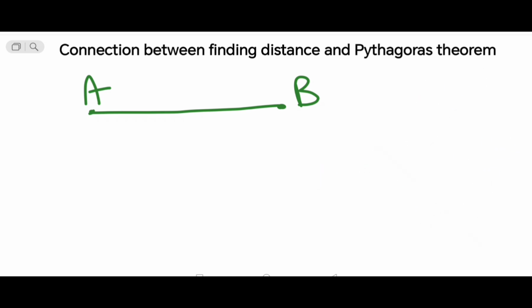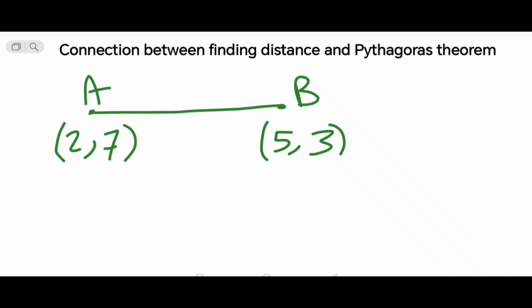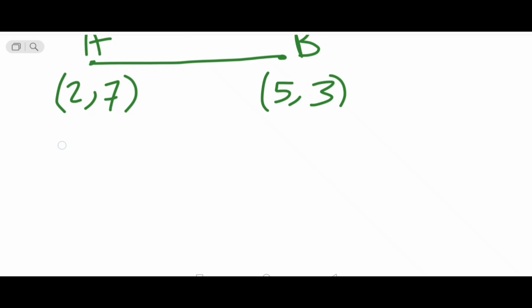For example, point A is given as (2, 7). Point B is (5, 3). Okay. So what is the rule? First of all, we need to know the formula to find the distance between 2 points. So the distance is equal to the change in x.